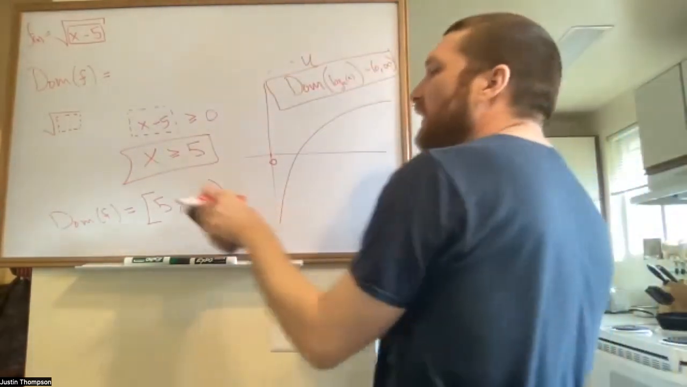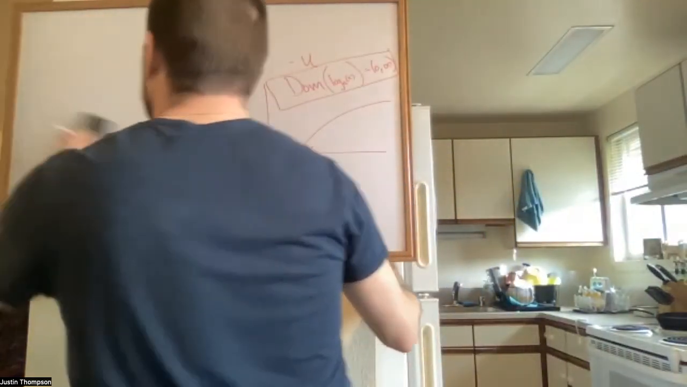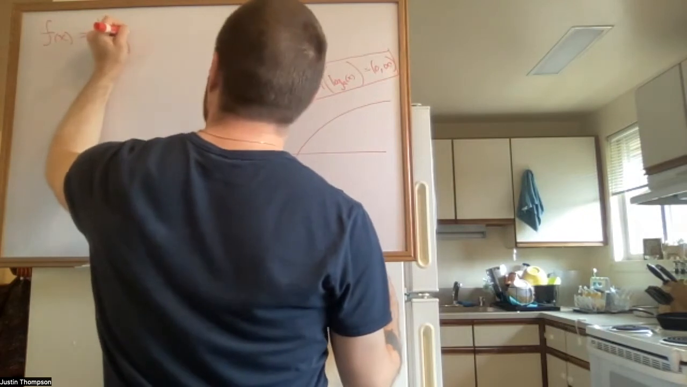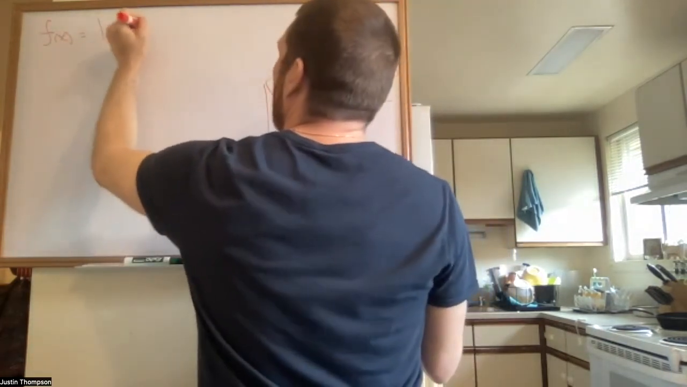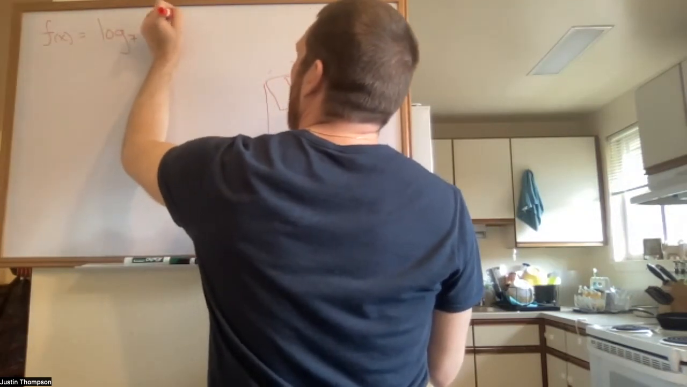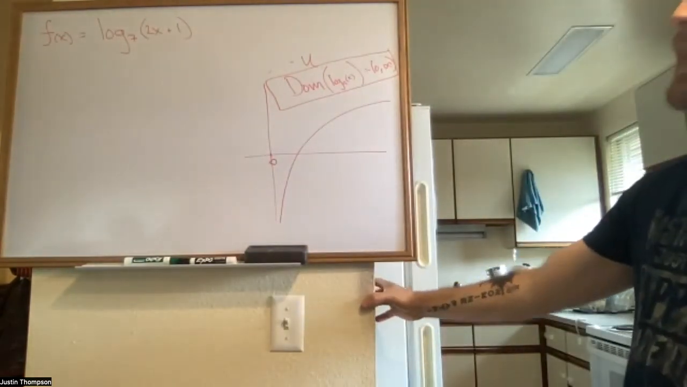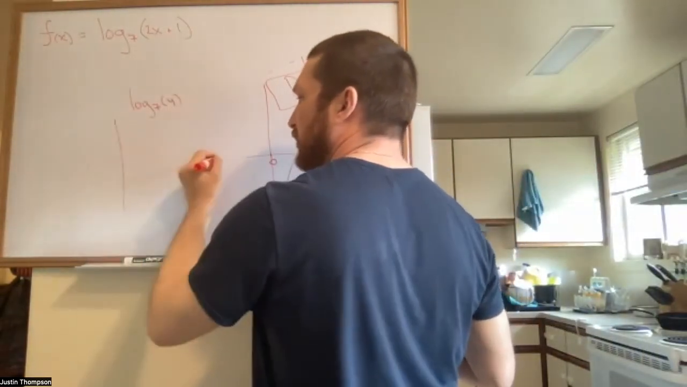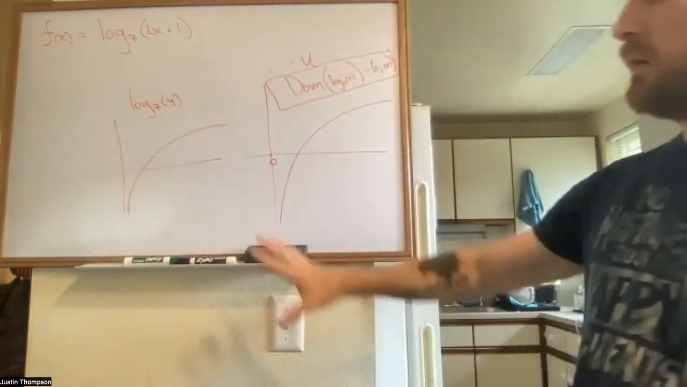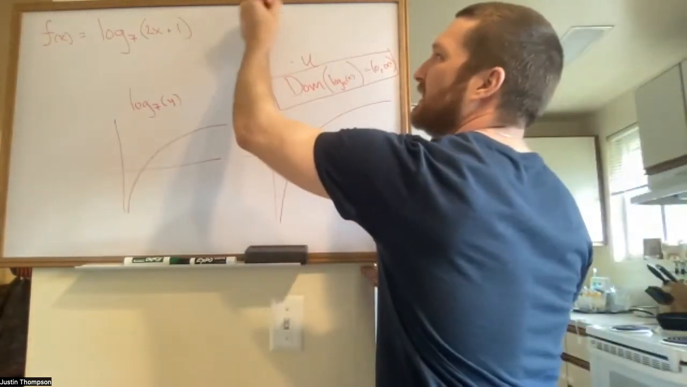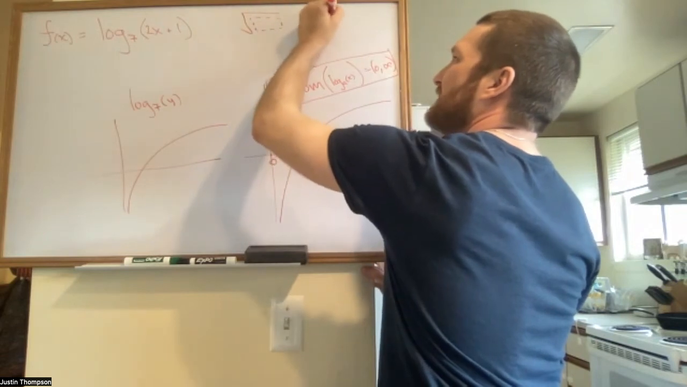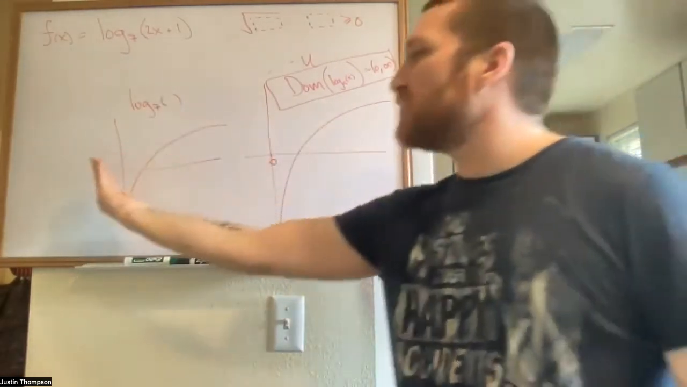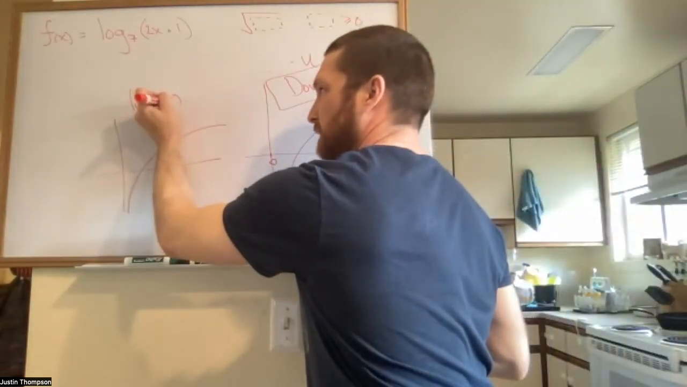Yep. So we're going to do the same thing with logs. We're going to say, okay, f of x equals log base 7 of 2x plus 1. And we want to know what's the domain. And we know already that log base 7 of something looks like this, right? And so just like before when I said whatever goes into a square root has to be bigger than or equal to 0, now we're just thinking whatever goes into log has to be strictly bigger than 0. Does that make sense?